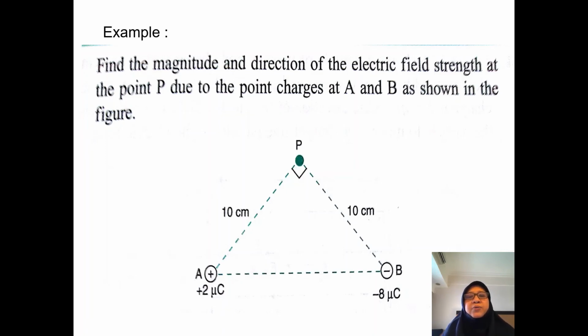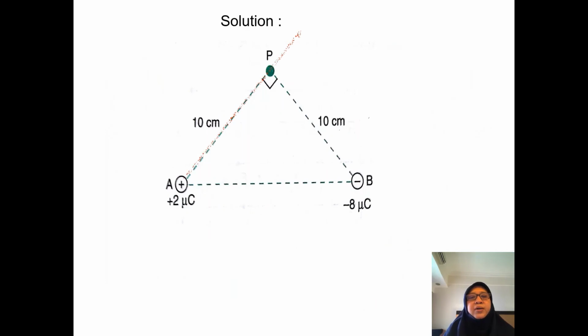To find the electric field, we read the question first. Find the magnitude and direction of the electric field strength at the point P due to the point charges at A and B as shown in the figure. A and B are positive 2 microcoulomb and negative 8 microcoulomb. The distance from point P is 10 centimeter, here also 10 centimeter.